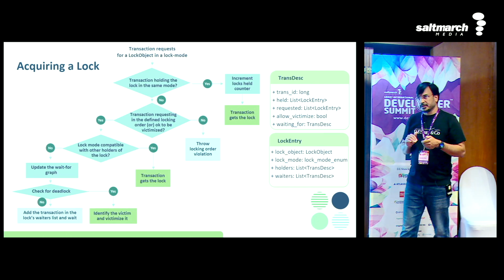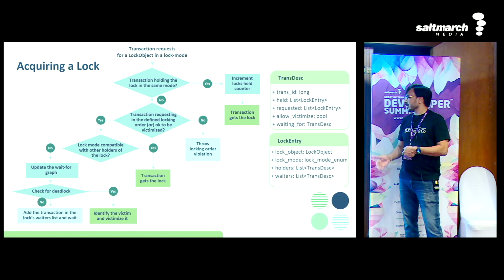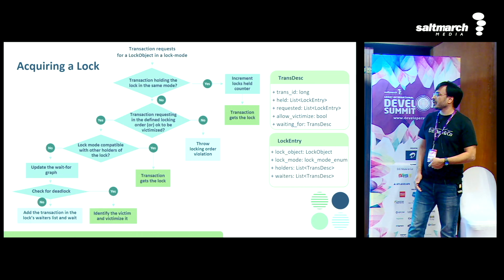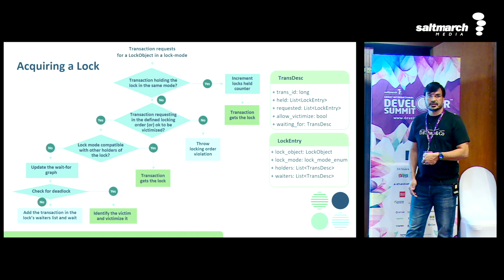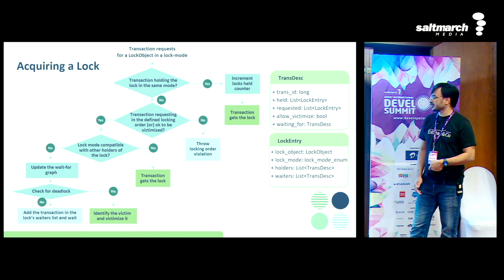And if it is saying it is following the in-order, but it is actually locking out of order, throw the locking order validation violation error. Otherwise, check whether the lock mode is compatible with the other transactions holding the lock. And in case it is compatible, then return the lock handle to the object and the transaction gets the lock.